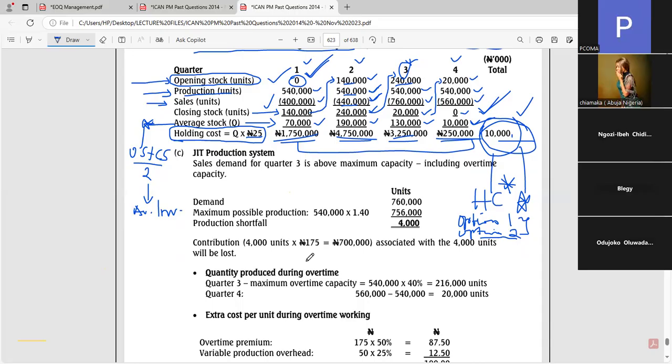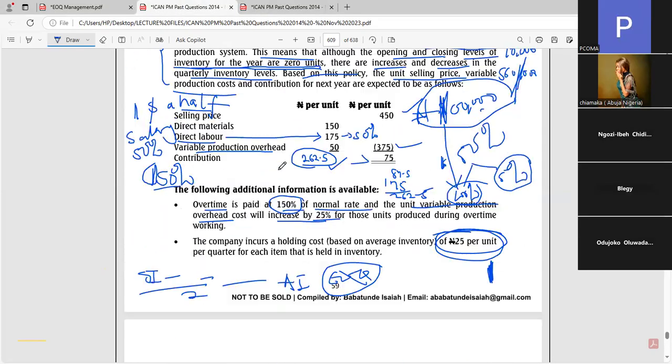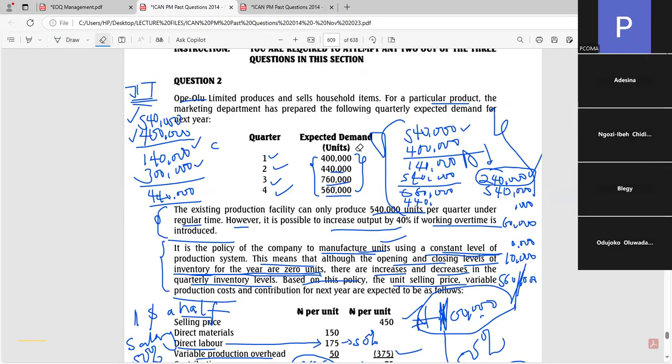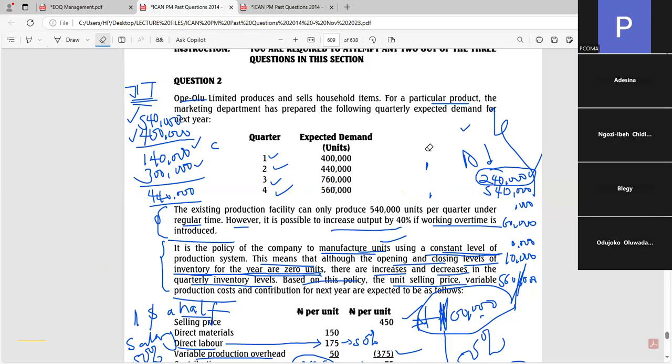Yes. Do you agree with me? So do you agree with me that they must use overtime? Yes, sir. Thank you. That's what I want to hear. He understands. So let me tell you why.